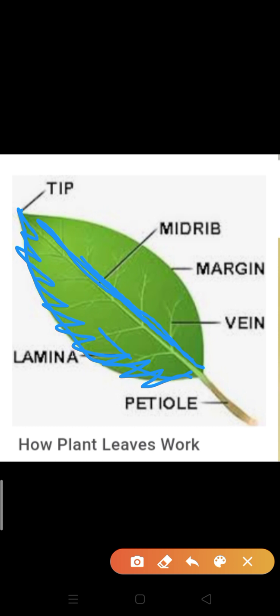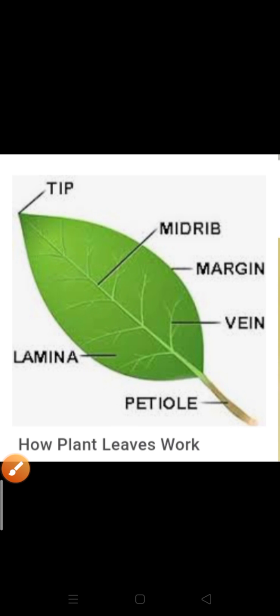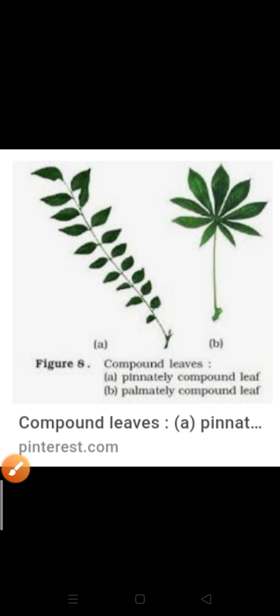You can see what are the examples of simple leaves. You can see them in peepal, mango, radish. So these are the examples of simple leaf. Now the next type of leaf is compound leaf.